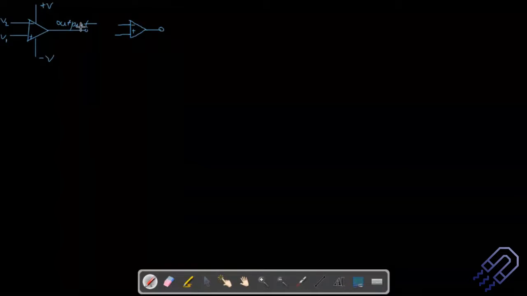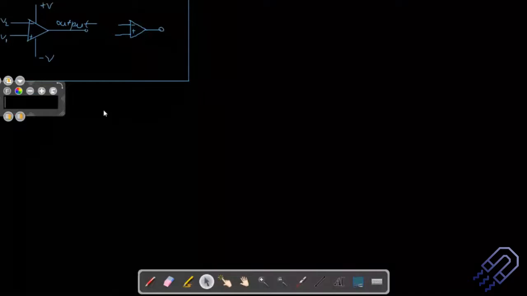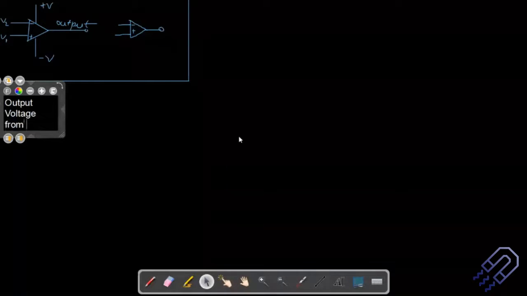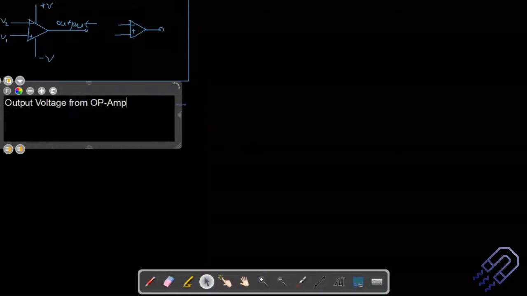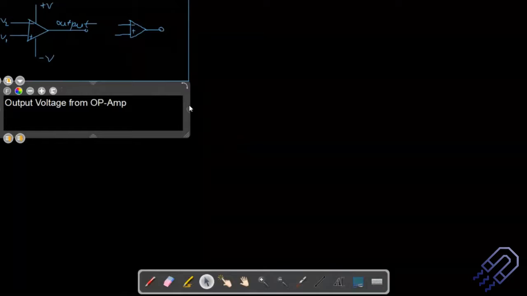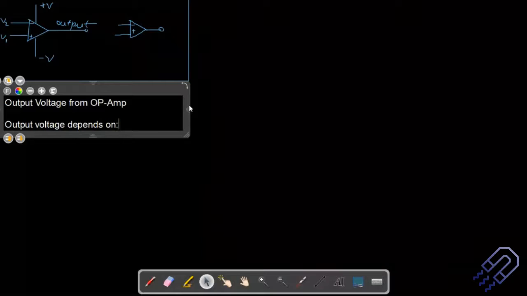So let's look into some important points in the op-amp. Maybe we can start with the output voltage from the op-amp. The first parameter that we can talk about is the output voltage from the op-amp. When you write op-amp, please write O and P in capital, A in capital, and then the A and P. Output voltage is the most important parameter, because the aim is to amplify a signal. So we want to amplify the output voltage, and we need to know what factors it depends on.